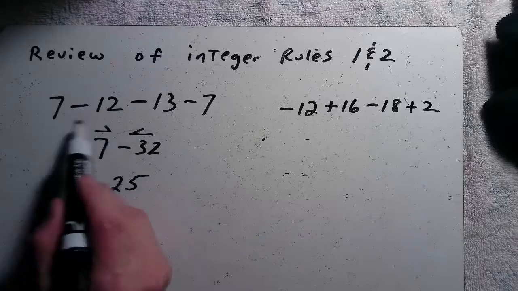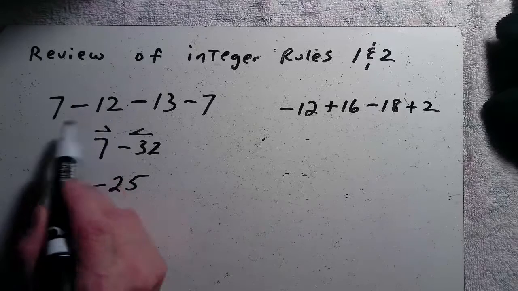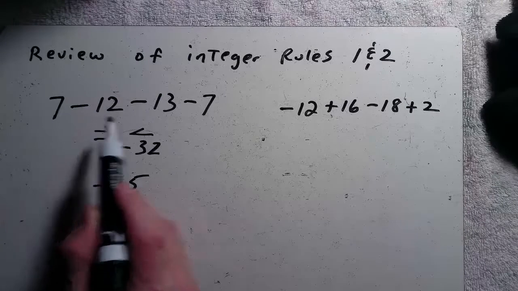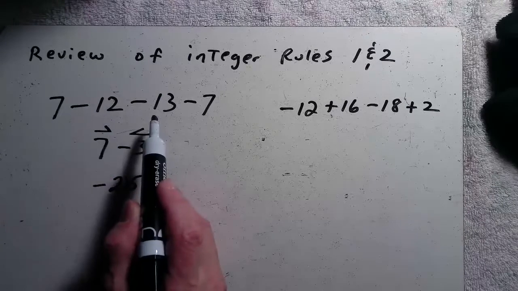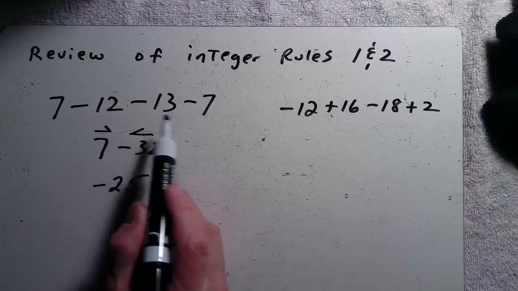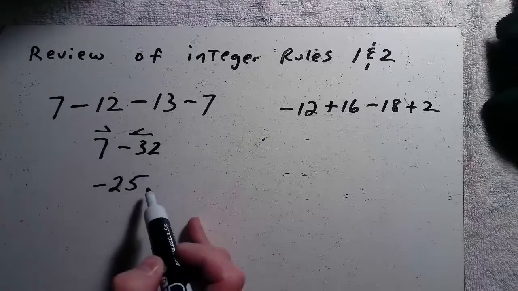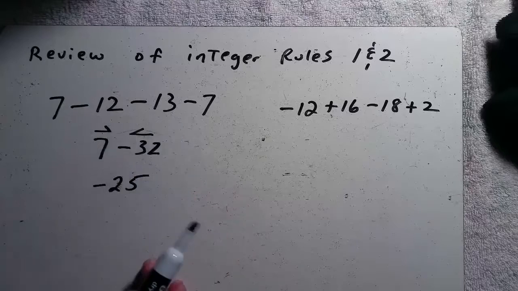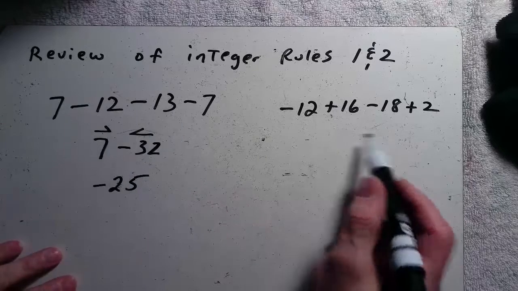So let's see, 7 minus 12 here, we're going to do this real quickly. 7 minus 12 is negative 5, and negative 5 minus 13 is negative 18, and negative 18 minus 7 is negative 25. So there's your left to right, and here's the same sign combined.